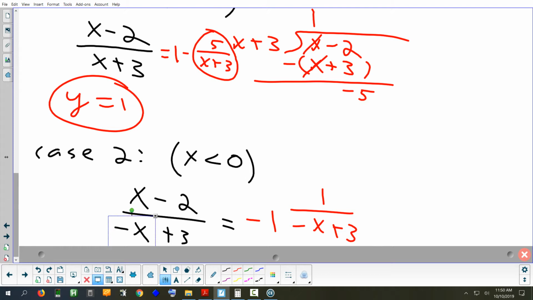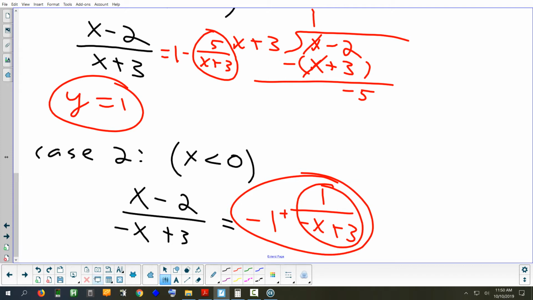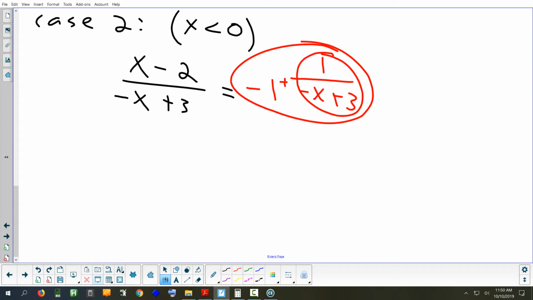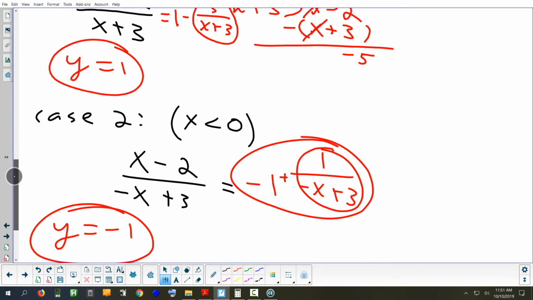So what does, I think I forgot a sign, -1 plus. What does this part on the right approach? That approaches 0, and if you take -1 and add a number very close to 0, you get -1. So this part has an asymptote at -1, the first part, +1.